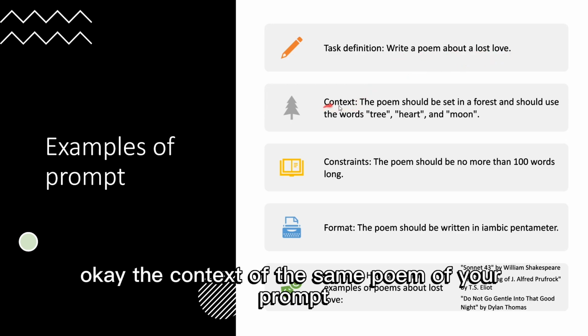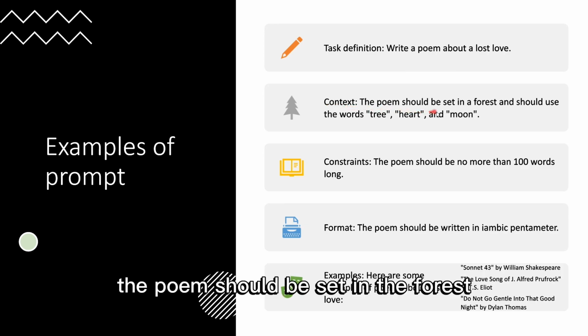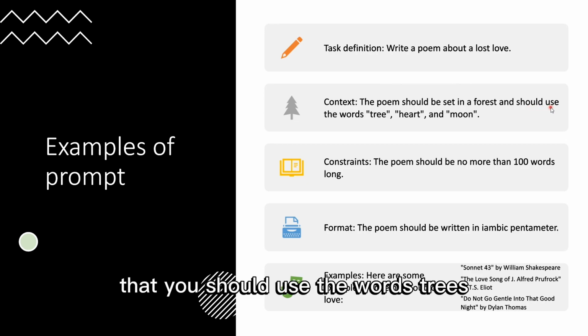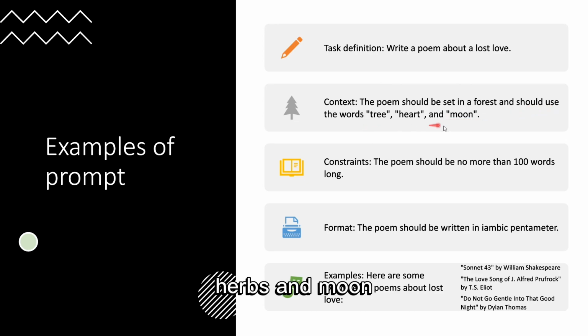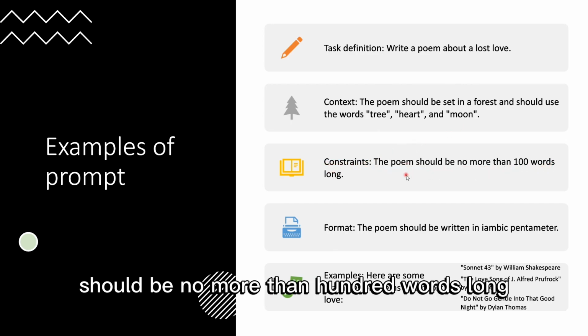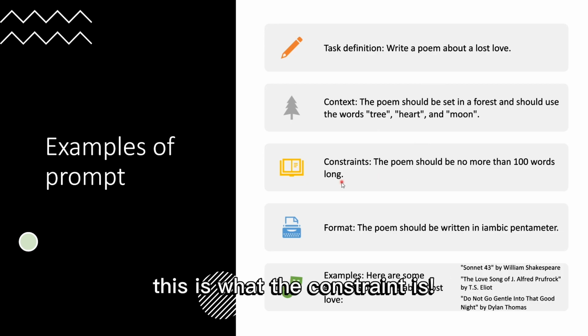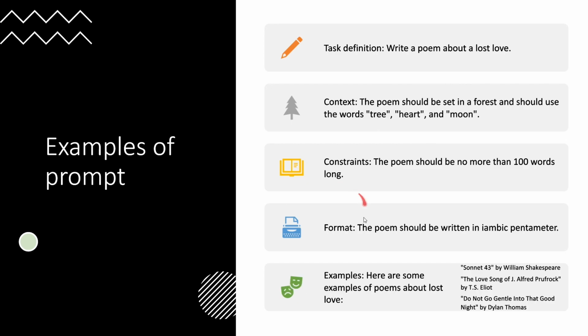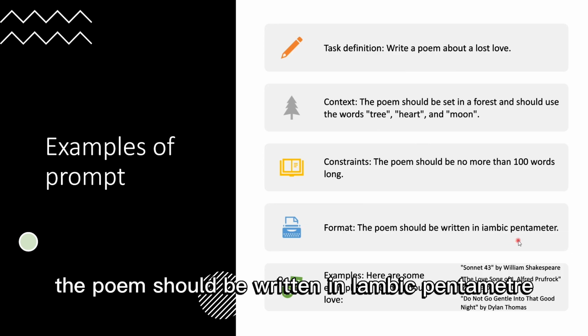Okay, the context of the same poem in your prompt: the poem should be set in the forest. You are giving the context to the AI that you should use the words trees, herds, and moon. Now look at the constraints. The poem should be no more than 100 words long. This is the constraint you pass with the prompt. The format you are asking: the poem should be written in pentameter.